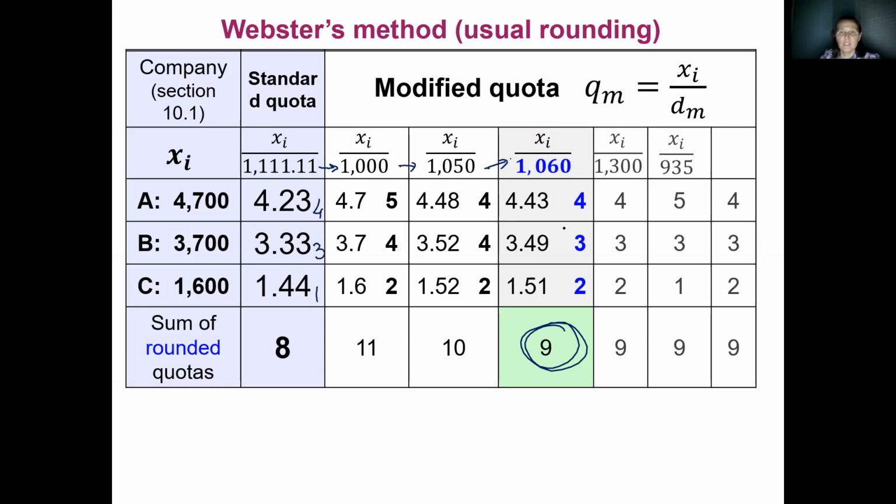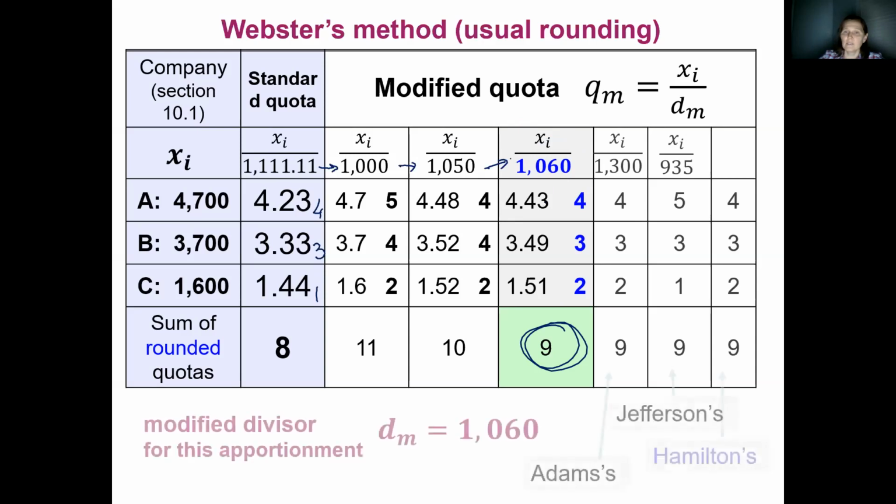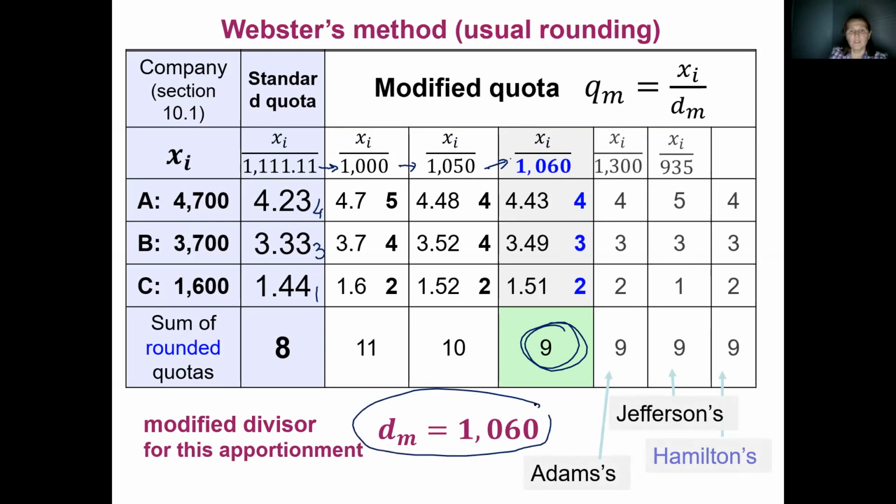The Webster method gives the same apportionment as the Hamilton method and Adams method, 4, 3, and 2. And it differs from the Jefferson method apportionment. For the Webster method, we got the modified divisor 1060.